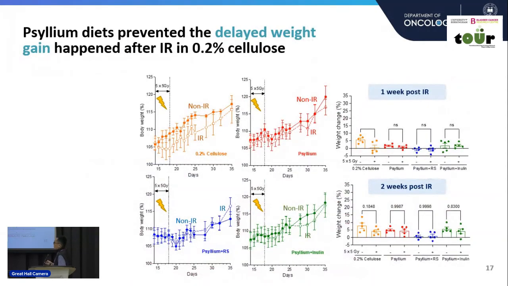And also, this is the body weight change after ionizing radiation for 0.2% cellulose, psyllium plus resistant starch, and inulin. As we can see, the dotted lines are the ionizing radiation group. The mice in this group experienced a delayed weight gain compared to their non-IR control, but this was not seen in the other high fiber diet groups. So this means that the psyllium diet, especially psyllium plus resistant starch and inulin, can protect the gut, especially during the acute early stage.